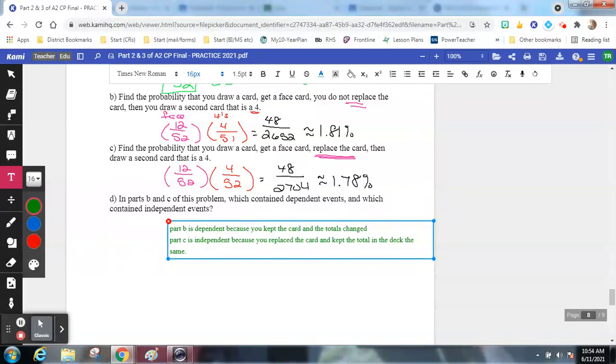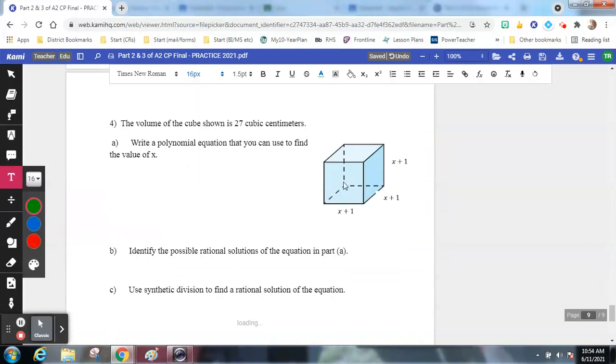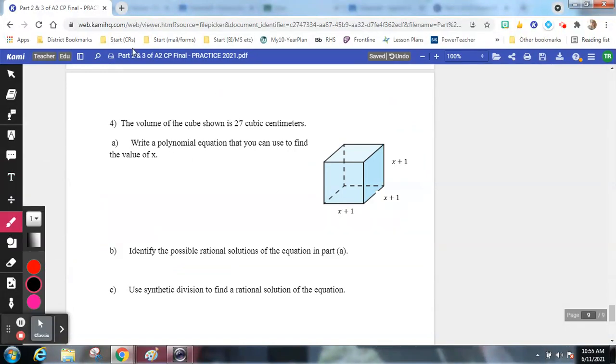Okay. So we got another one that's not too bad. And then our last question. This was on your SGO test, if anyone remembers it. But we have a volume. So now we need to remember a volume formula. So volume equals length times width times height. Okay, that's the only volume formula you're going to need to know here.